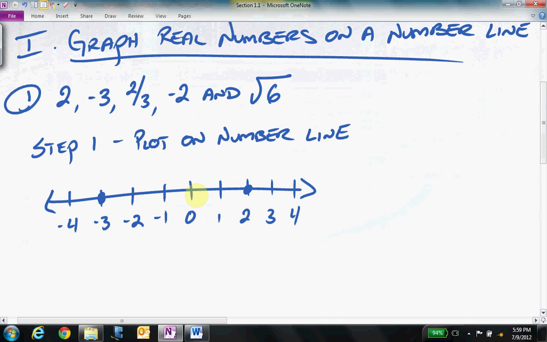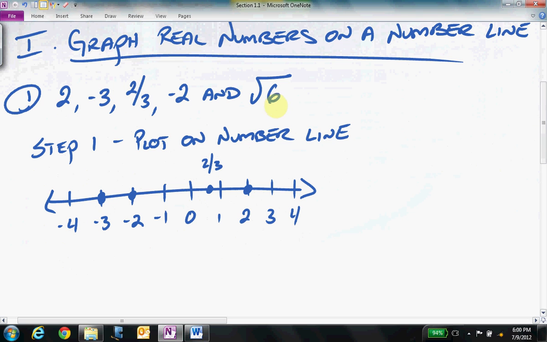2/3 is actually between 0 and 1, so it's a little more than halfway past 0, so I'm going to put a point closer to 1. Whenever you have a point that's not exactly on one of your tick marks, you should label that point. So it's very clear what that dot represents. So here this one's 2/3. Then we'll put a point at -2.